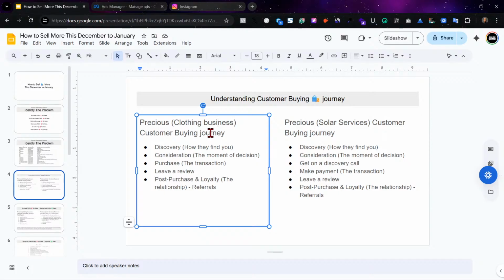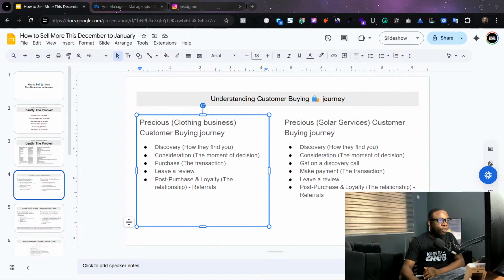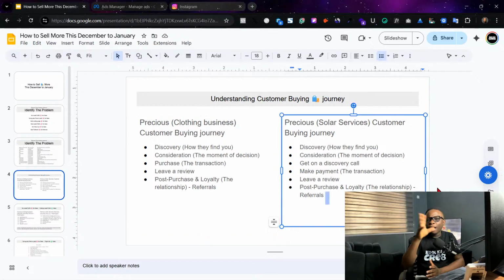So for those that are into the clothing business, let's take that for example. First, how does the customer find you? Through discovery, social media, or whatnot. Then the next flow is consideration. They consider whether they are to buy from you, or whether, okay, is this business right for me?